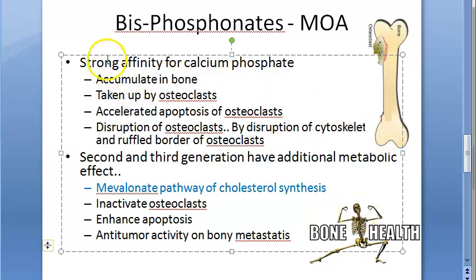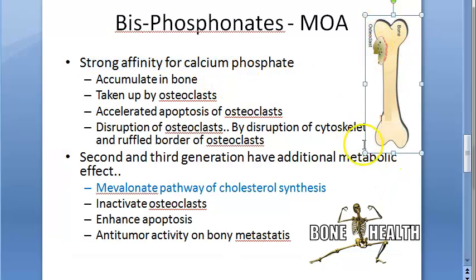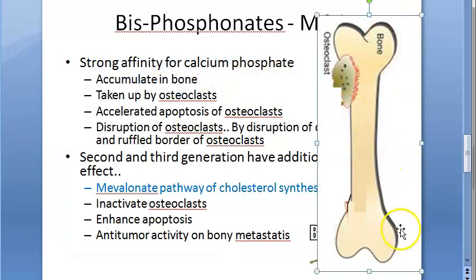Okay, so there are two things that they are saying. First of all, bisphosphonates have affinity for calcium. Where is the calcium? In the bone. See, this is actually bone, and this is an osteoclast that's eating the bone. So osteoclasts destroy the bone. Bisphosphonates will go and sit near the bone, right? And these osteoclasts take up these bisphosphonates. Think about it. Then what happens? These osteoclasts are going to be destroyed.